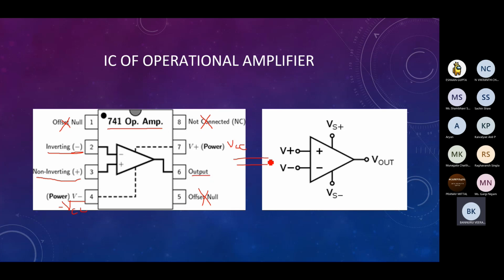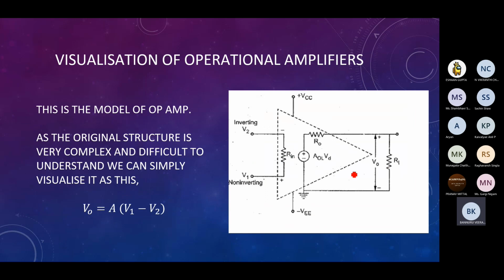Symbolically it is represented like this, and as you can see, this is the non-inverting terminal and this is the inverting terminal, and this is the output. The original structure is very complex and difficult, so we will try to understand the op-amp as this circuit. This is called the model of the op-amp. Here is the non-inverting terminal and here is the inverting terminal, and the difference between them is Vd, which is nothing but V2 minus V1.